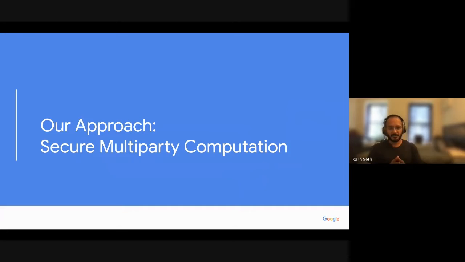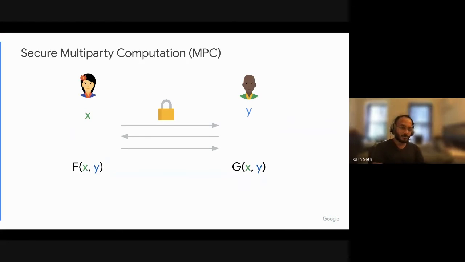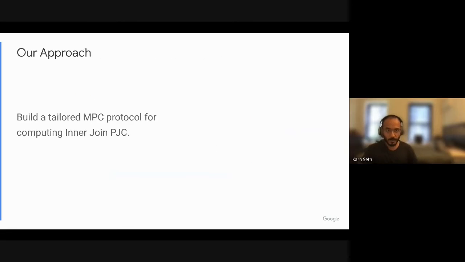Okay, so now that we've seen what the problem is and why we care about it, let's describe our broad approach and then more details. So our broad approach is to use a technique called secure multi-party computation. And secure multi-party computation basically allows two parties with private inputs to engage in a cryptographic protocol, which allows them to compute functions F and G over their input, while guaranteeing that nothing else is learned except these prescribed functions. And you can see that inner join private joiner compute is just a special case of secure multi-party computation, where F is the dot product over the intersection, and G is null or no output. So our approach is going to be to build a tailored MPC protocol for inner join private joiner compute and focusing on the asymmetric input size setting.